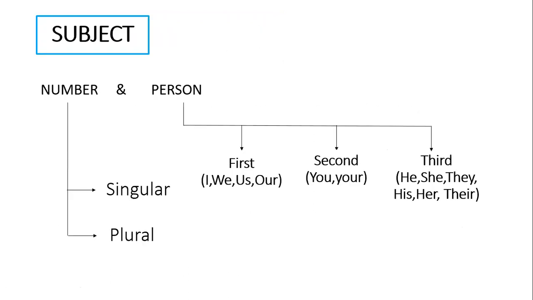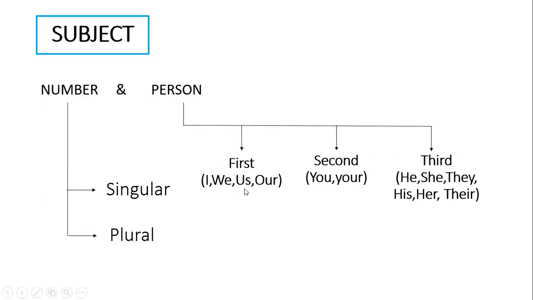Now we will look at the subject. As you may remember, at the start of the class I told you that the verb changes depending on two things. First one is tense and the second one is subject. So let's look at the subject. In case of subject, we have two main points, that is number and another one is person. In number we can divide into singular or plural, and in case of person we can divide into three categories: first person, second person and third person.